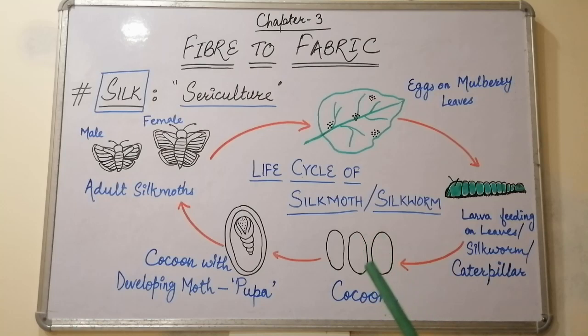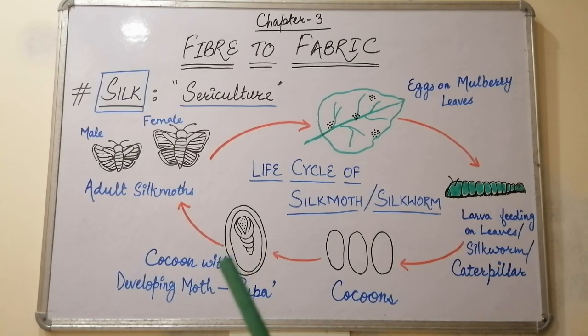The protein which is secreted from the mouth of the worm starts overlapping on its body and makes a cocoon. Now inside the cocoon we can see a developing moth which is still developing, and this developing moth is known as pupa. The moth which is developing inside the cocoon is known as pupa.